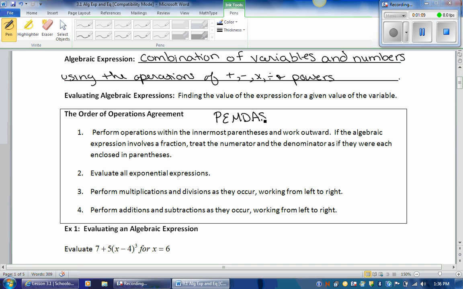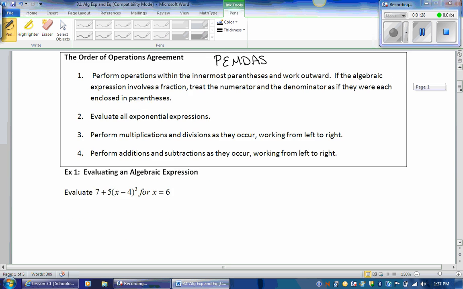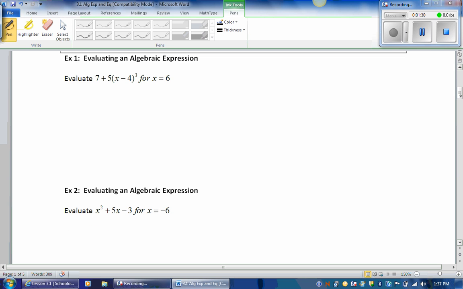First, you're going to take care of whatever's inside parentheses. Then you're going to go to your exponential expressions. Multiplication or division, it doesn't matter which one you do first, you're just going to work left to right. And then addition or subtraction, again working from left to right. So let's take a look at an example of an algebraic expression, and we're going to evaluate it.